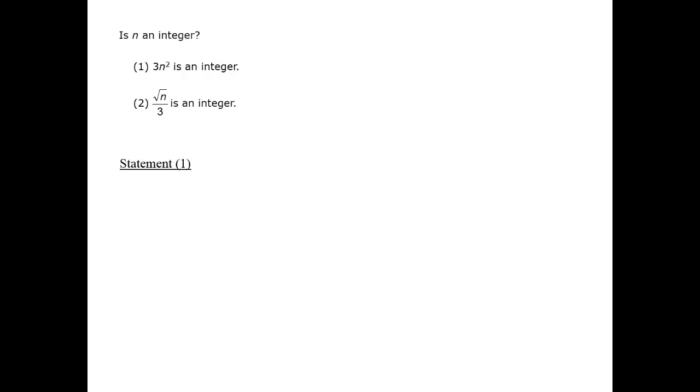Statement 1 tells us that 3n squared is an integer. We can consider cases. Say 3n squared is 18. That's an allowed case since 18 is an integer. In this case, n squared equals 6 and n equals root 6, so n is not an integer.